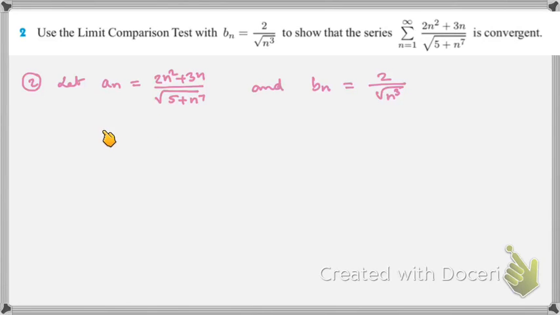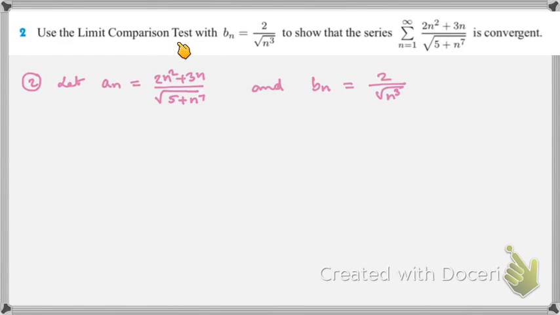Okay, in this question here, they're asking me to use the limit comparison test to show that this particular series is convergent. And they have already given you a Bn. I suggested Bn is already there with us. So I call this An and this is my Bn.